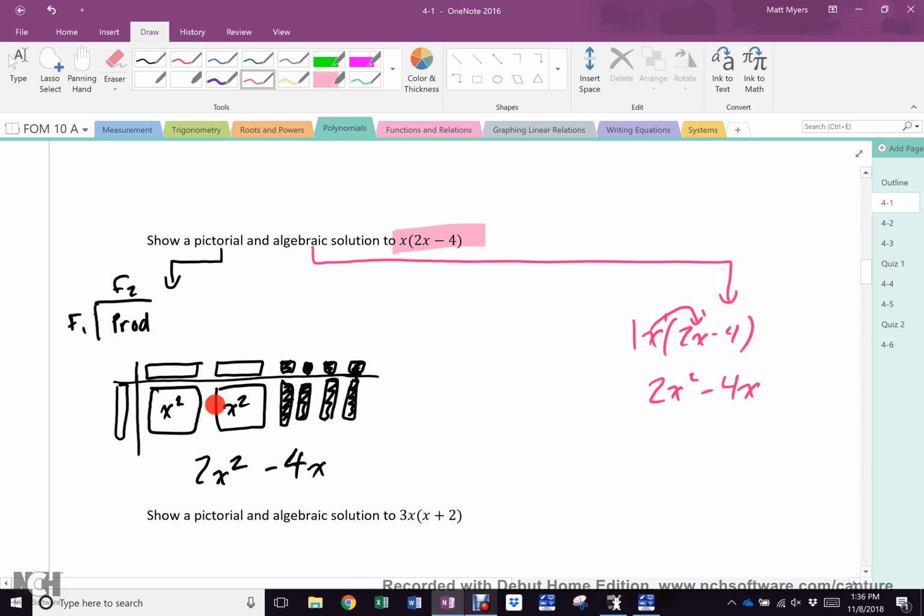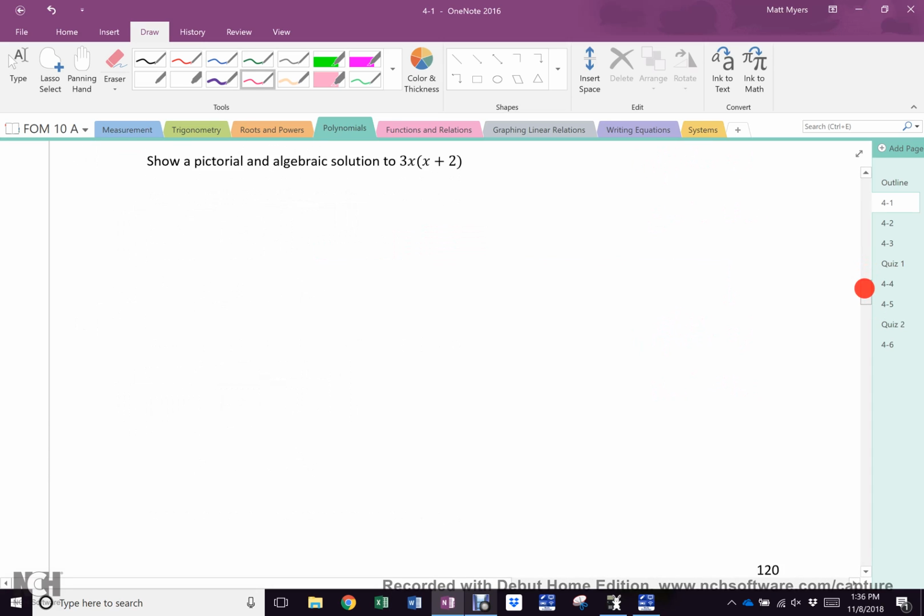Some kids find algebra tiles are very helpful in understanding why the distributive property works. A few kids every year are like, oh man, thanks for showing me algebra tiles. But it's only a few. If you're one of those, you're welcome. If you hate them, no big deal. They're just a tool. Okay? You guys do the next one by yourself. Go.